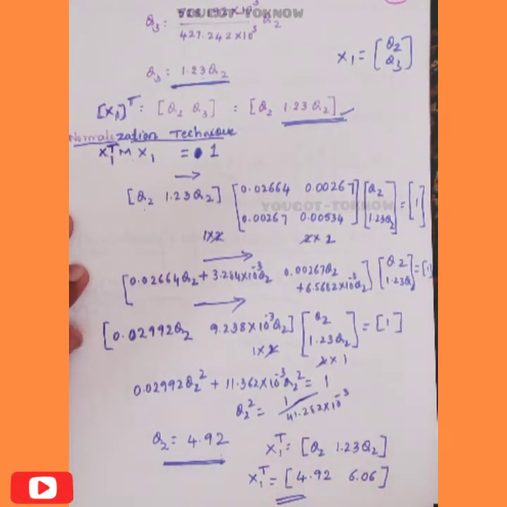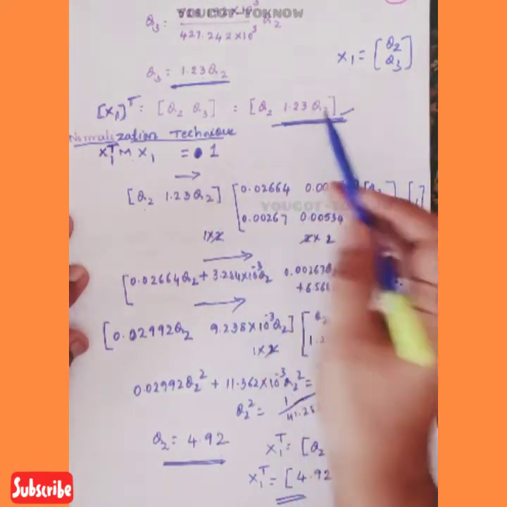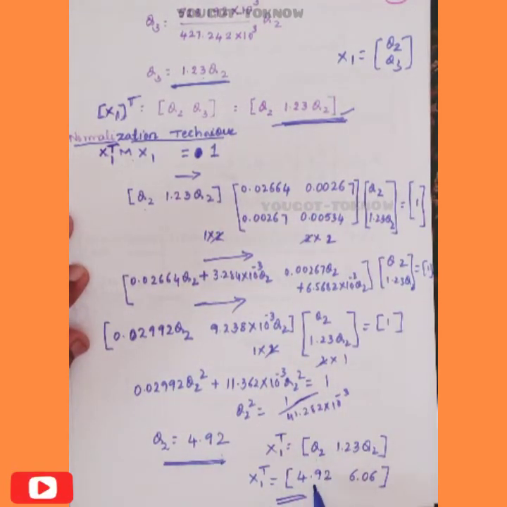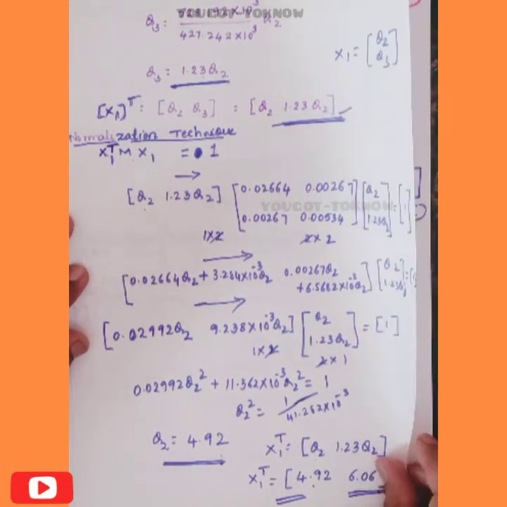If Q2 equals 4.92, then your X1 becomes Q2, because X1 transpose is Q2 into 1.23 Q2. If you substitute here, Q2 is 4.92, then 1.23 into Q2 is 6.06. Now, these are your exact values. Now, how to write the mode shape for this? They may ask you to write a mode shape.